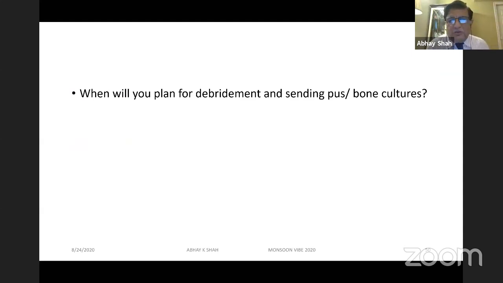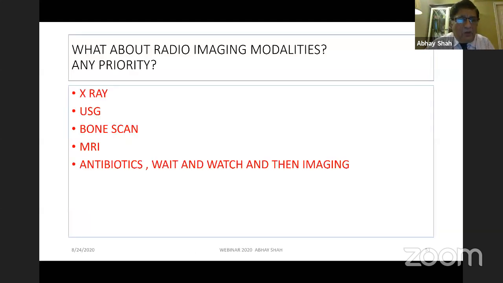And how can we do source control? Either with the help of aspiration of the pus, and as well we have to do tissue debridement. It has two benefits: not only source control, it will give a critical sample for the analysis, because blood culture may not be positive. So a sample for microbial diagnosis is also available. And once this debridement is done and pus is removed, the penetration of the antibiotic at the site of infection will improve. And this can be aided with the help of proper imaging.